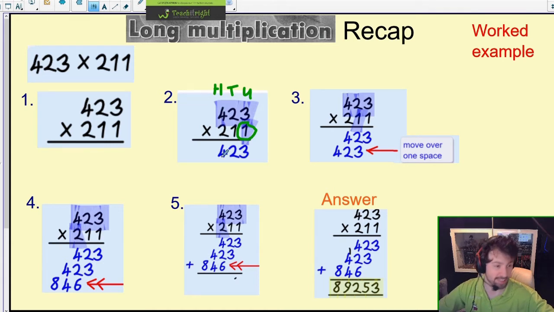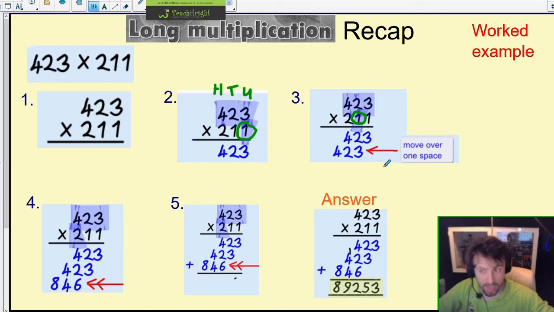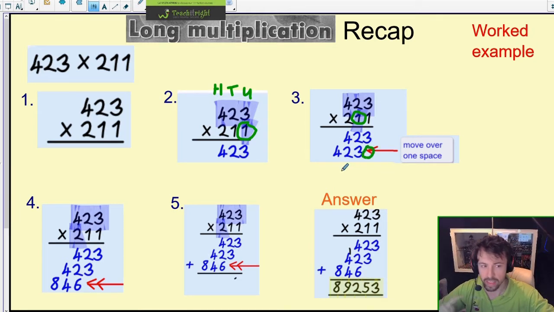Now that's obvious to start with, but let's think now on the next step, when I'm multiplying by this one here, why we suddenly move over one space, because I think understanding why we move over one space will help you to remember to do it. Another method I've seen is people just automatically put in a 0. But again, I think it's quite important we understand why we do that. So let me show you.